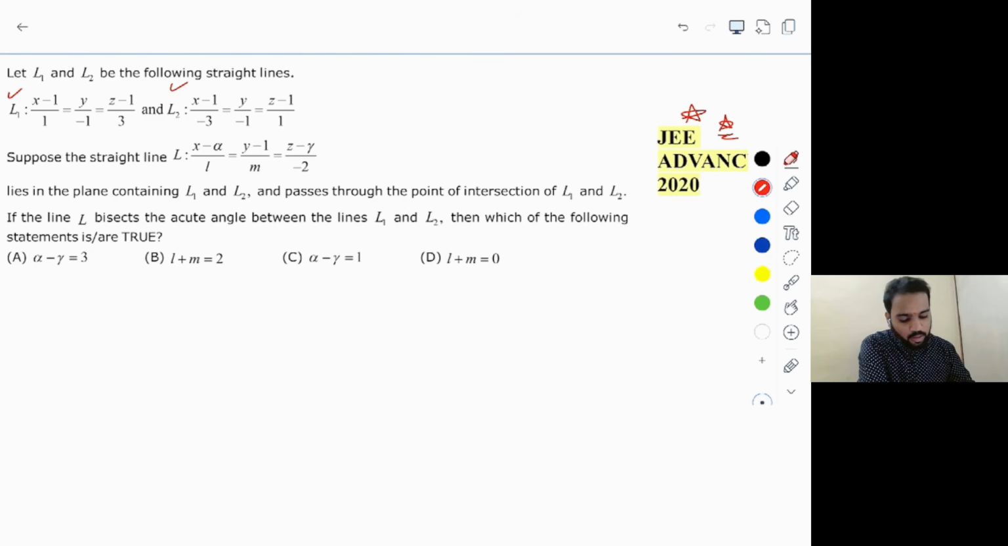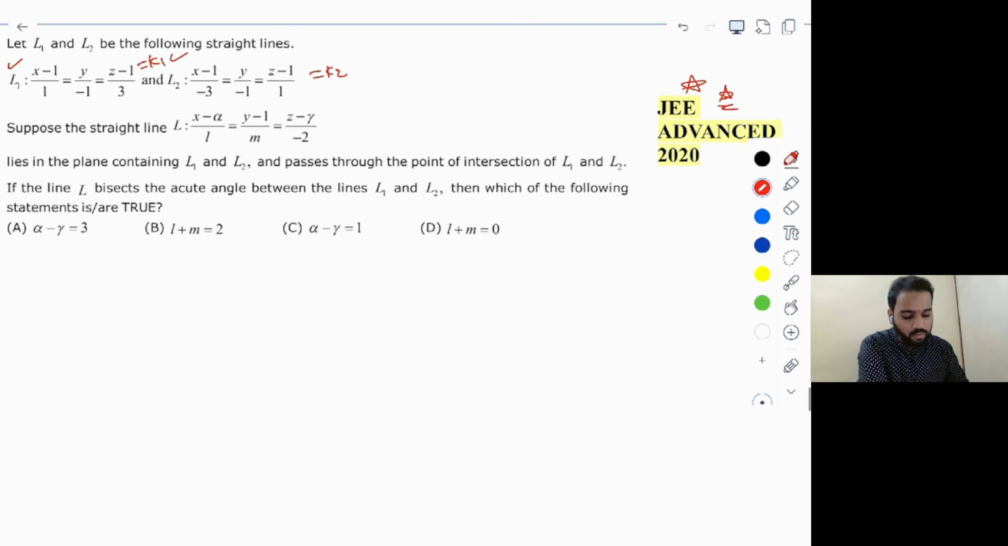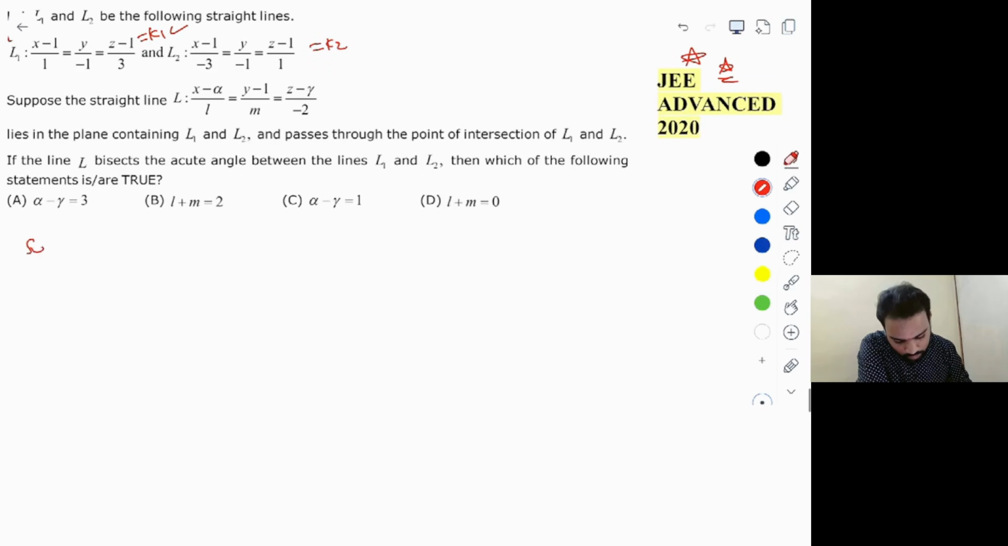We know very well how to solve for the point of intersection. We have seen many questions in the previous video also, right? So what is your idea? Let this be equal to k1, and take the other as k2. You will write down the general point on L1 and the general point on L2, equate the corresponding coordinates, and find the values of k1 and k2. If you substitute back the values of k1 and k2, you get the point of intersection of L1 and L2. I'm leaving the solving part for you guys. Try it. Make sure you do it because it is a previous Advanced question from 2020.